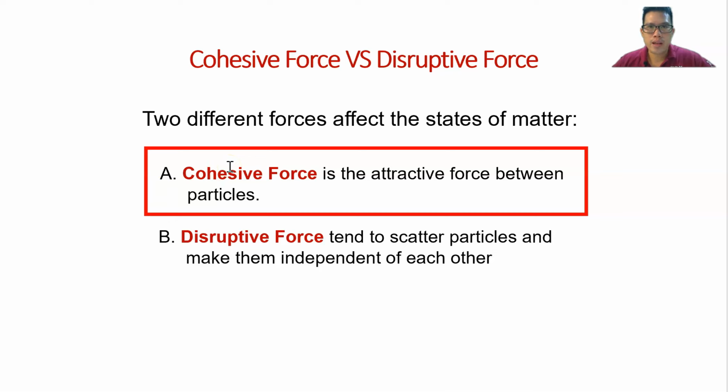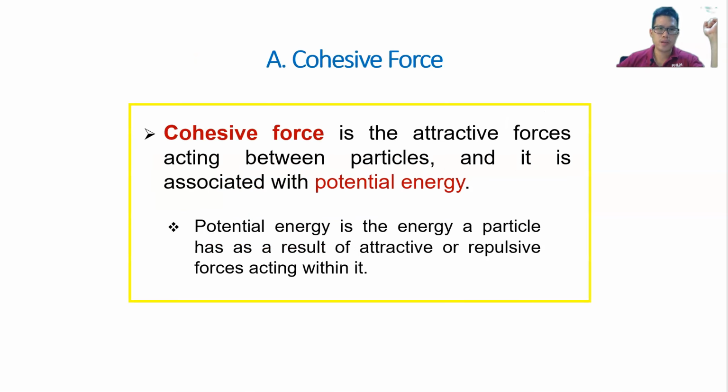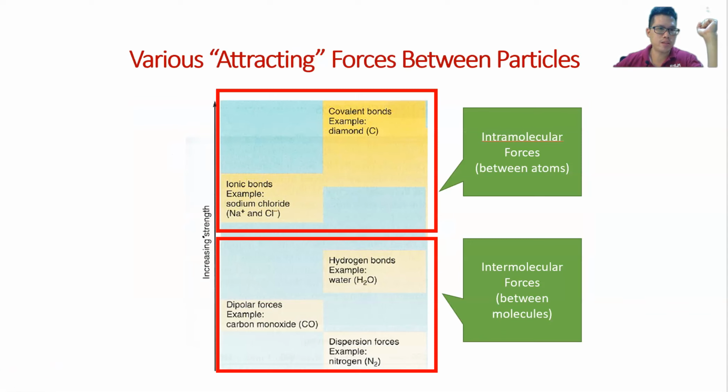So what happens is that there are two forces, cohesive force and disruptive force. Cohesive force is how attractive the forces between the particles are. Disruptive is to pull them apart. Cohesive and disruptive. Cohesive force is the attraction force acting between the particles and is associated with the potential energy. Potential energy is the energy a particle has as a result of attractive or repulsive force acting within it. So this one is very familiar. You have seen that in organic chemistry.